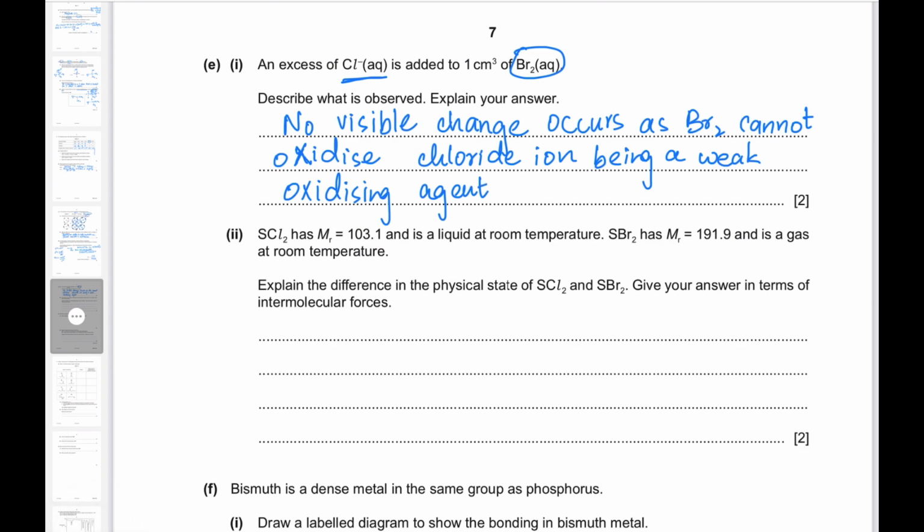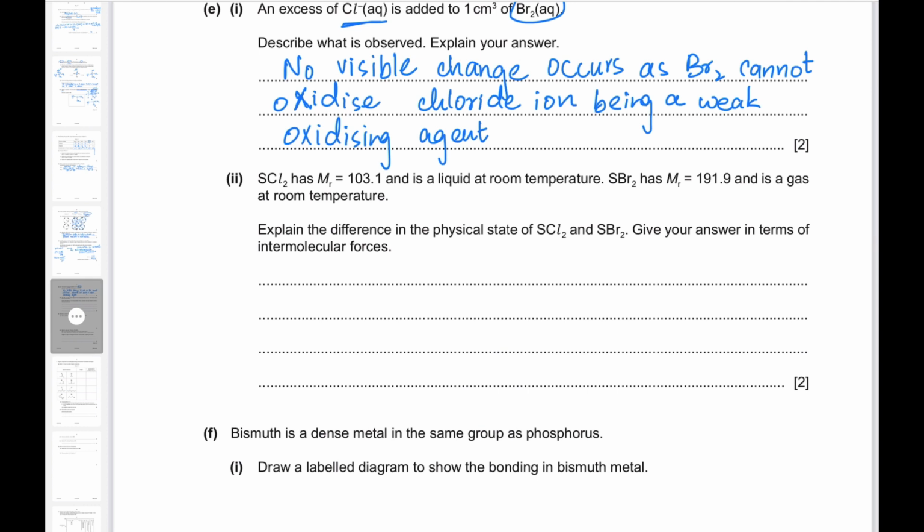Part 2. Sulfur chloride has molecular mass 103.1 and is a liquid at room temperature. Sulfur bromide has a higher molecular mass and it's a gas at room temperature. Explain the difference in the physical state of sulfur chloride and sulfur bromide. Give your answer in terms of intermolecular forces.